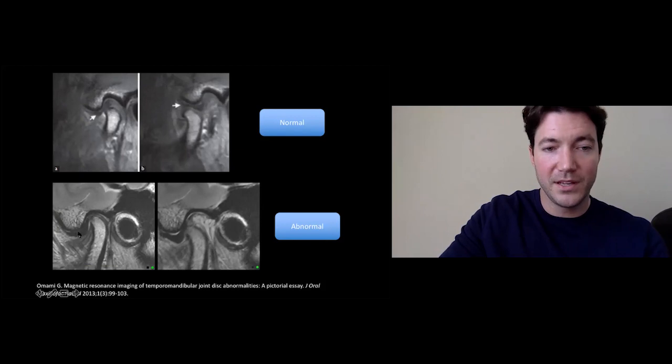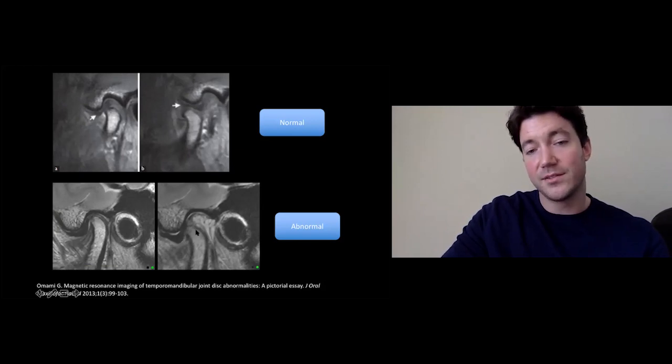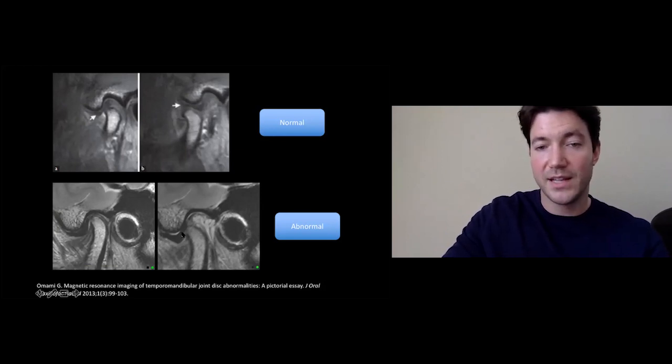On the bottom, this radiolucent area here is the disc, which is anterior. And then in the open mouth view, that disc is bunching up in front of the condyle. And so that patient is going to present with that 10 to 20, or the 20 millimeter opening or so. That's anterior disc displacement without reduction.